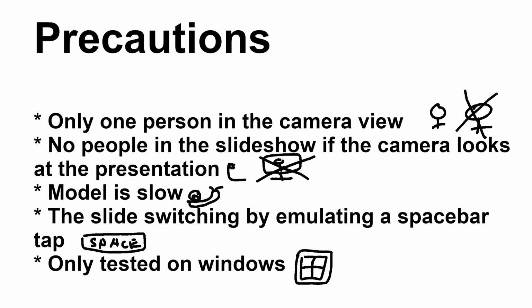Right, so what should you be careful of when presenting? The model will only detect one person at a time, so make sure that there is no one in the same frame as you, and that if the camera is also seeing your slideshow, then the slides do not contain any other humans. The model itself runs at about 2 frames per second on CPU, so make sure to keep your hand up for long enough when pointing so that it is read by the model, but not too long so that the next slide will come up.